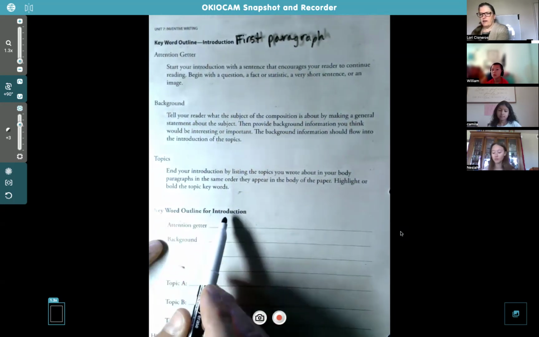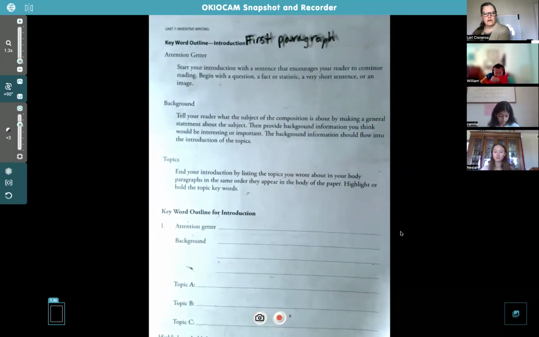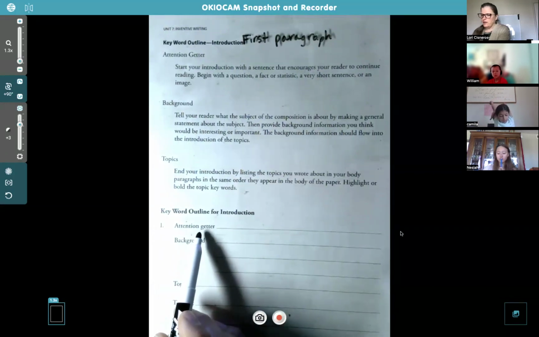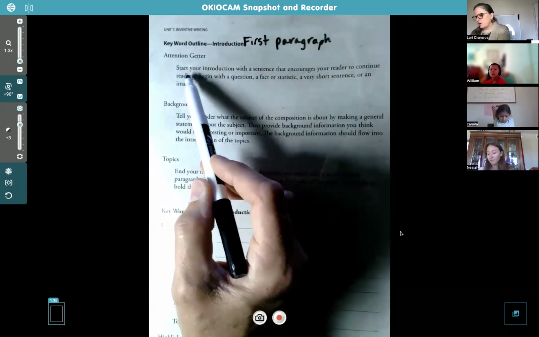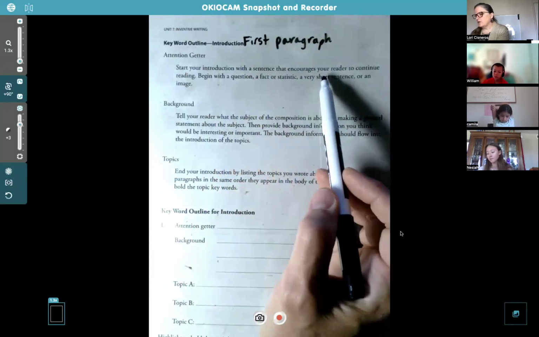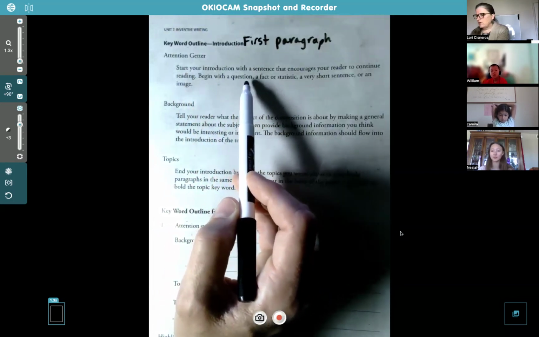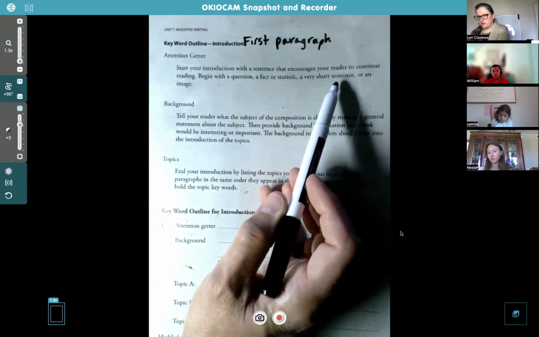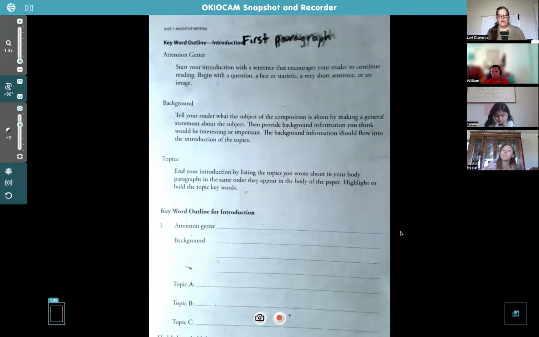Notice down here where it says keyword outline for introduction, it says 1. There's a Roman numeral 1 here next to where it says attention getter. That's a 1 because that's the first paragraph. Then you'll see the words attention getter. Up here at the top, it tells us what attention getter means. Okay, so let's look at this paragraph at the top. Start your introduction with a sentence that encourages your reader to continue reading. Begin with a question, a fact, or a statistic, a very short sentence, or an image. When they say image, they're not meaning a picture. They mean like image with words, okay?